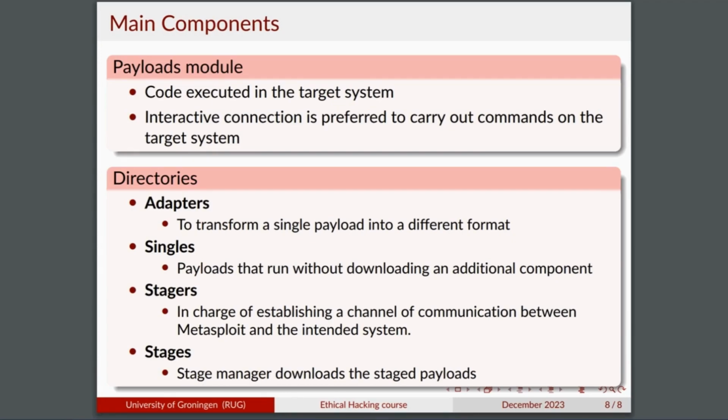So payloads have 4 distinct directories. We have the adapters. They are used to transform a single payload into a different format, which is basically wrapped by the adapter. For example, a typical single payload can be wrapped around a PowerShell adapter to create a single PowerShell command that will carry out the payload. Next up, we have the singles.